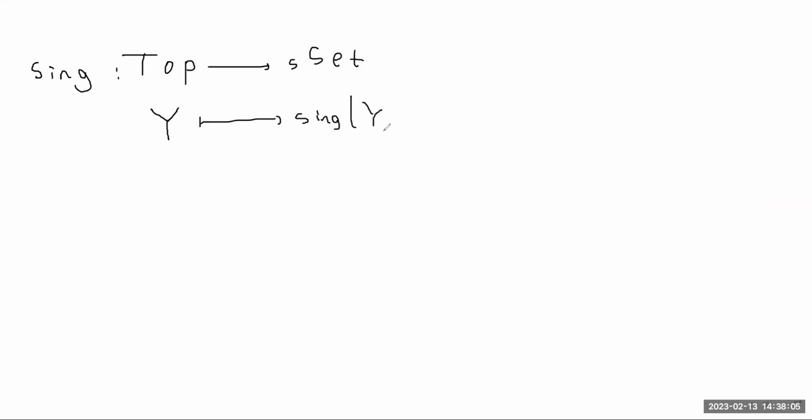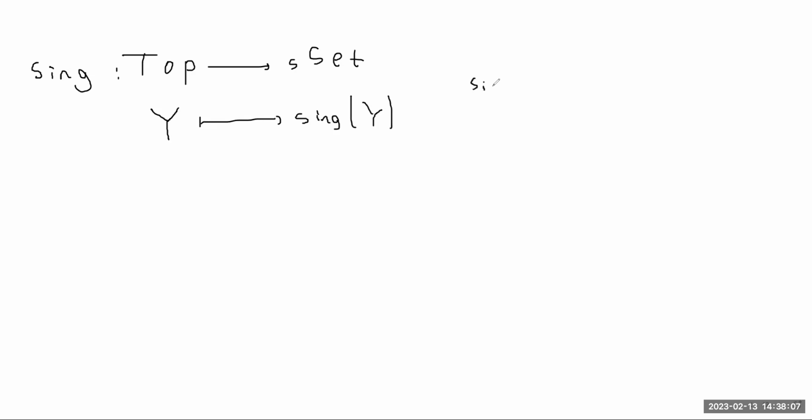Now we want to define the other direction, from topological spaces to simplicial sets. From topology to simplicial set, we have the singular functor. Let's take some topological space, and call it y, because I am already using x. So y will go to Sing y.